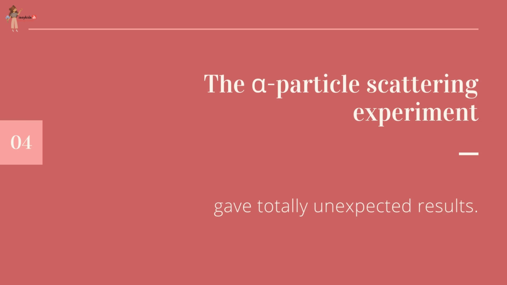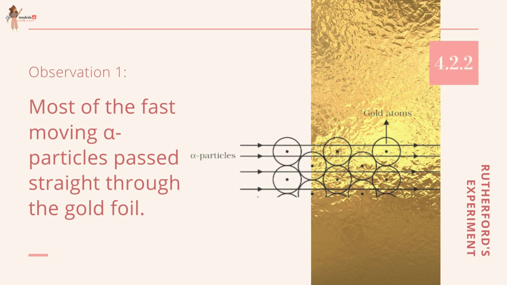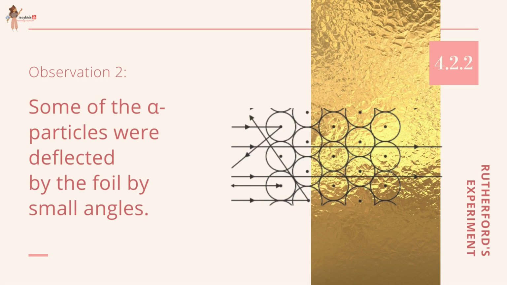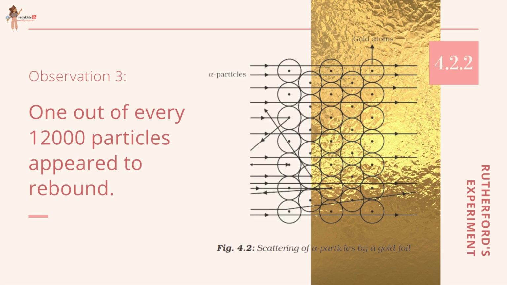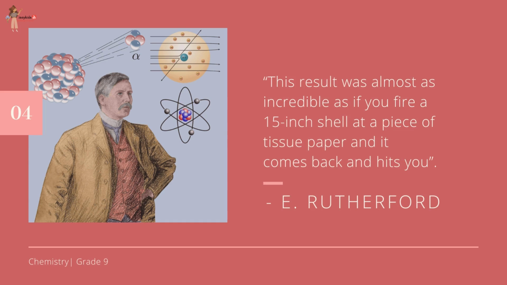The observations made were: most of the fast-moving alpha particles passed straight through the gold foil. Some of the alpha particles were deflected by the foil by small angles. Surprisingly, 1 out of every 12,000 particles appeared to rebound. In the words of Rutherford, this result was almost as incredible as if you fire a 15-inch shell at a piece of tissue paper and it comes back and hits you.